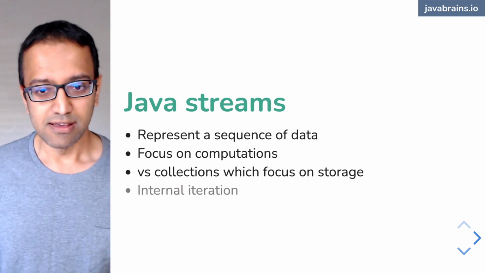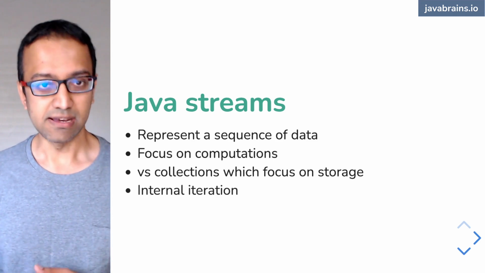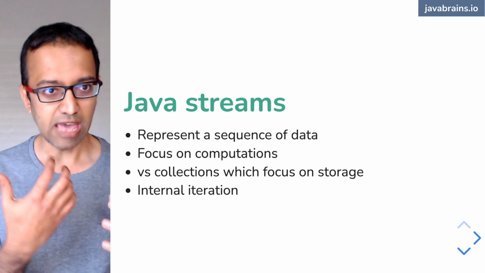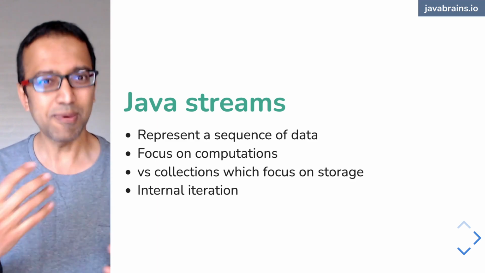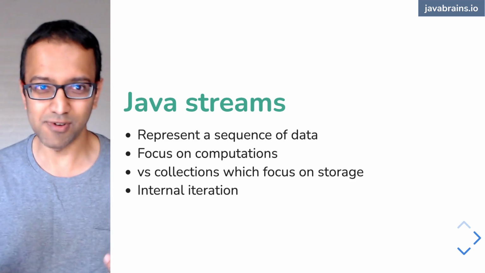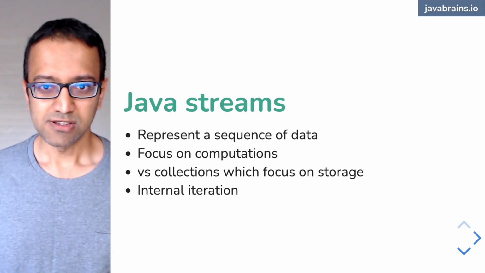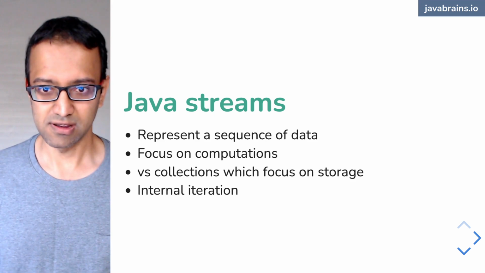And the iteration happens internally. You're not doing the iteration yourself. You let the API do the iteration. The API probably has a for loop, I don't know, however it implements it. You're not doing the for loop. So that's how streams work.